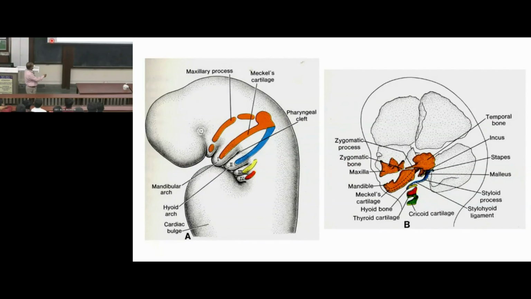Second arch, blue in color, you can see stapes, styloid process of the temporal bone, stylohyoid ligament, and then part of the hyoid bone. Upper part of the body of the hyoid bone and the lesser cornu or smaller cornu. Third arch, remainder of the hyoid bone. Fourth and sixth arch, cartilages of larynx. So this is the correlation. This is how it starts developing, and this is the final product.